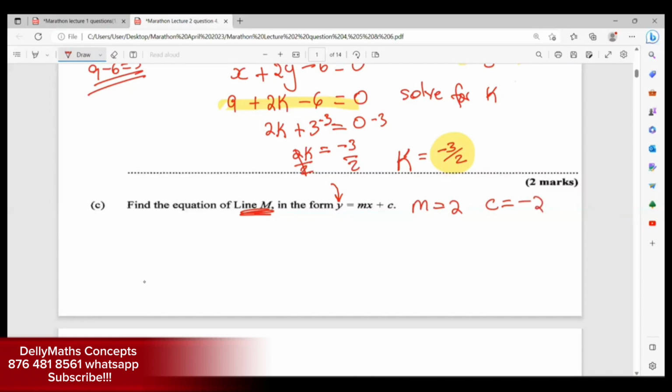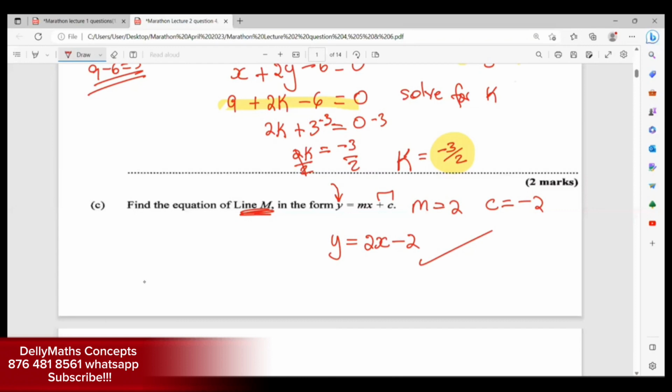I could write it in this format by saying y is equal to, instead of putting M now, I'm going to put 2 with the x. And instead of putting the C, I'll put the number for it. That's it. That's what they wanted to do for that question. So it's y equal to 2x minus 2. And you're done with that.